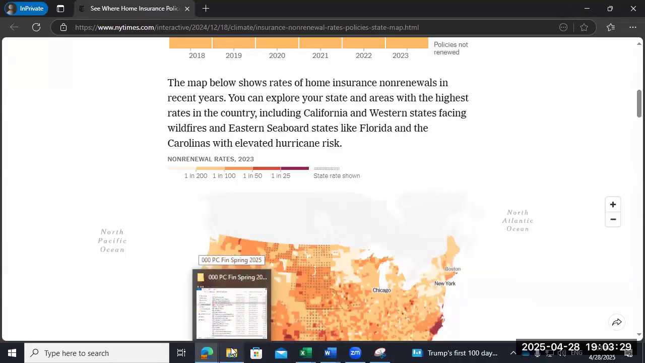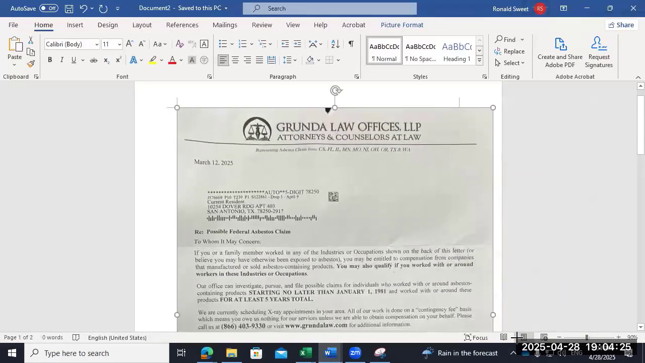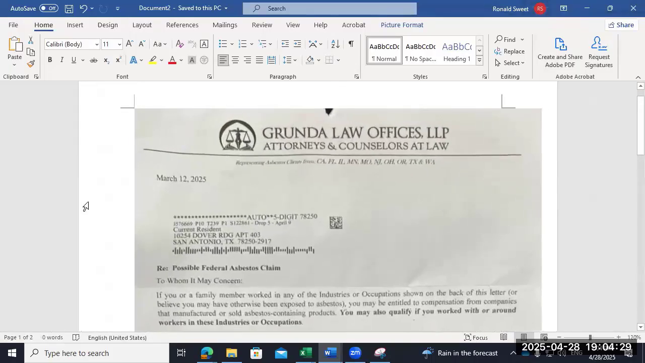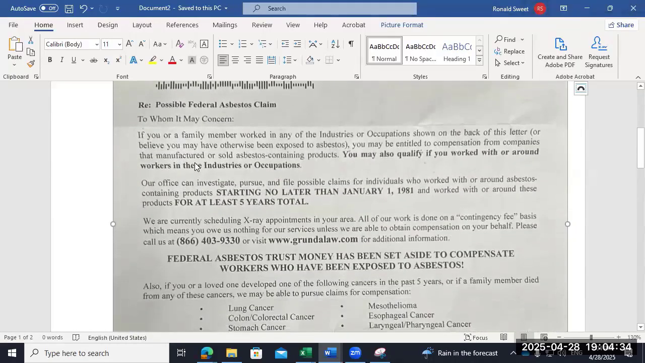The other thing I wanted to show you, so we'll do regulation on Monday, but I got this in the mail. Does this look familiar? Don't look at my address, but: Possible federal asbestos claim to whom it may concern. If you or a family member worked in any of the industries or occupations shown on the back of this letter, or you believe you've been exposed to asbestos, you may be entitled to compensation from companies that manufactured or sold asbestos. Have y'all gotten a letter like this?